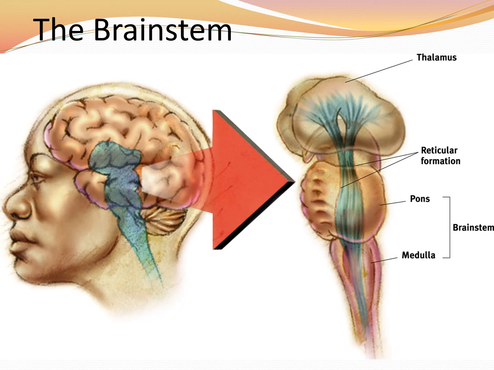So the brain stem, the first part, is just made up of the medulla and the pons. The reticular formation we'll talk about also. This is just nerve fibers that go through the brain stem, and then you got the thalamus on top.